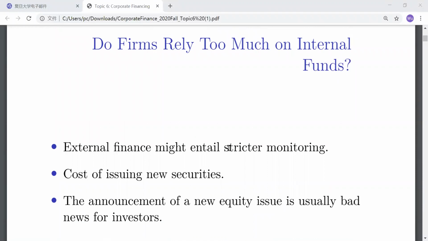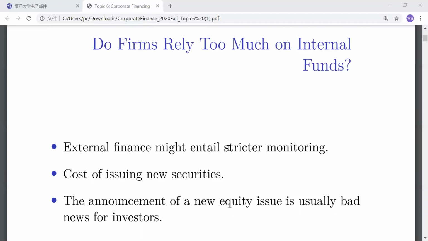So the question seems to be, we observe that firms use lots of internally generated cash. Do firms rely too much on internal funds? When we ask this question, we need to realize that external financing does not come without any cost, right? External financing entails stricter monitoring. If you borrow from a bank or raise equity financing from your shareholders, you are faced with stricter monitoring because this is shareholders' money, this is debt holders' money, right? They have to make sure that you're going to pay them back on time. If it's about shareholders, they need to make sure that they receive a fair return on the money they lend to you. That's why external finance entails stricter monitoring.